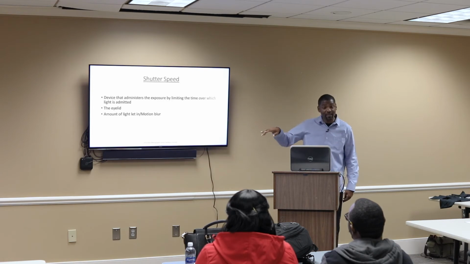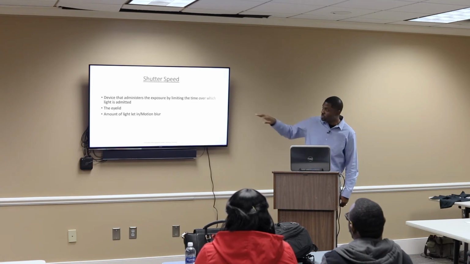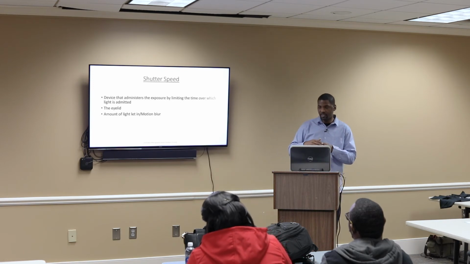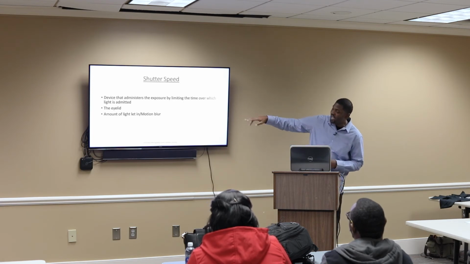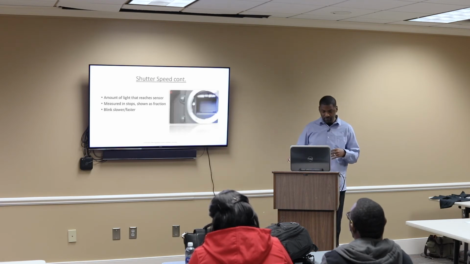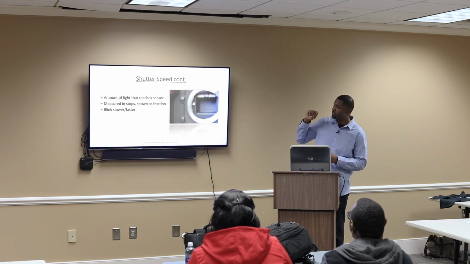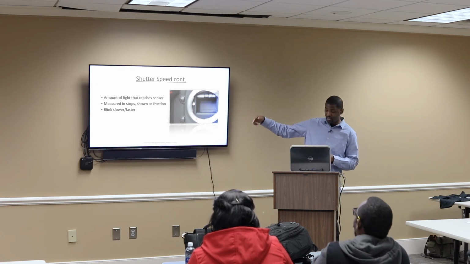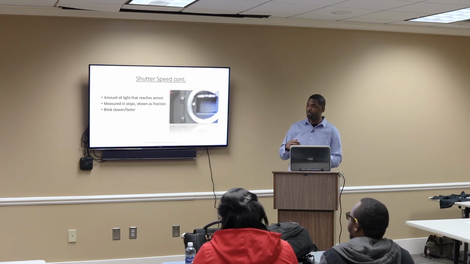But as far as light, shutter speed is a time value. The smaller the number is on the bottom, the longer that shutter is staying open. It's staying open for a longer period of time, so it's seeing more light. The bigger the number is on the bottom, the quicker it's opening and closing, so it's seeing less light. And again, the shutter speed controls the amount of light reaching the sensor also, but it deals with time.